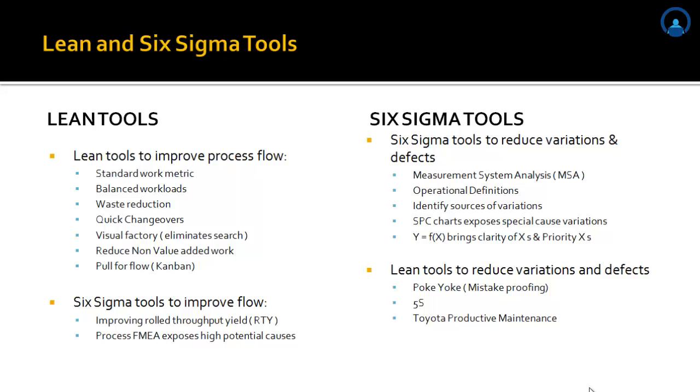Now, the Six Sigma tools you use to reduce variations and defects are majorly measurement system analysis, operational definition, identify sources of variation, and SPC charts that expose the special cause variations in the system and process. Gradually we look at the whole process output or outcome as a function of X, which brings clarity on the X's and priority X's. Another way of looking at it is Six Sigma tools to improve flow: improving rolled throughput yield, and process FMEA, which exposes high potential causes. The Lean tools that help to reduce variations and defects are Poka-Yoke mistake proofing, 5S, and Total Productive Maintenance.